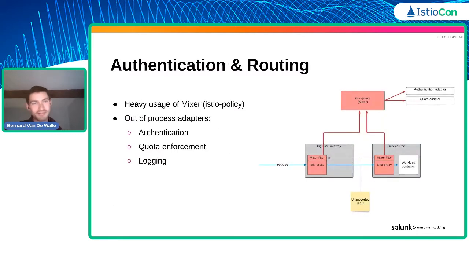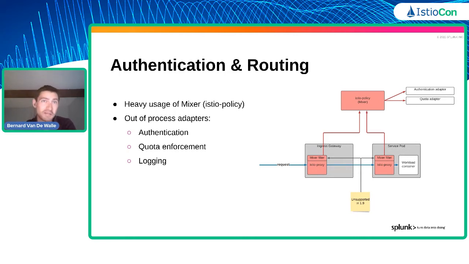Okay, I also want to dive a bit into how we do authentication and some level of routing. As I said, unfortunately, we standardized on Mixer back in the days, on Istio policy. And we use a bunch of out-of-process adapters that we developed at Splunk. One, for example, was for authentication. One was for quota enforcement. And we also did some level of logging of very specific headers.